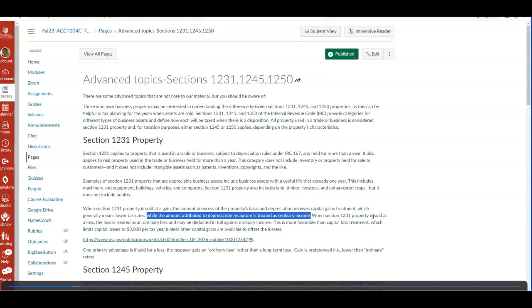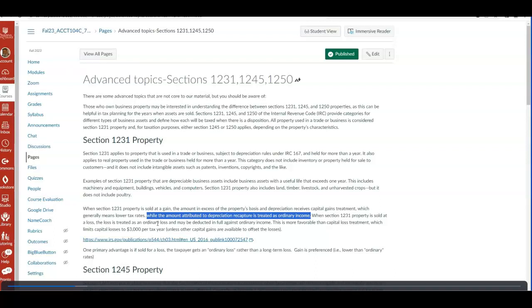So when Section 1231 property is sold at a loss, the loss is treated as ordinary loss, which is good, and may be deducted in full against ordinary income. So that's a good thing, because if you have a loss, they will let you treat it as ordinary loss, and ordinary loss is so good. Why? Because ordinary loss can be directly applied to ordinary income and wash it away and pay less taxes.